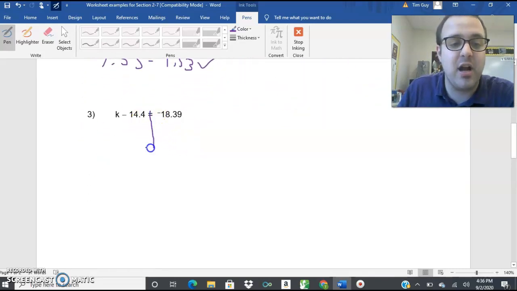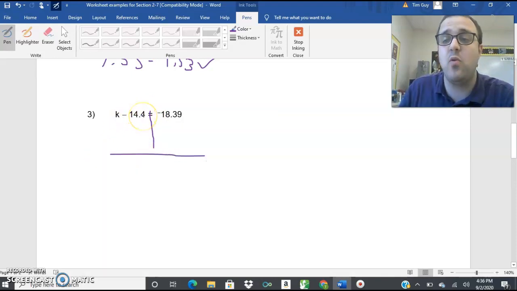In this one here, all right, I'm trying to get this k by itself. Well, it's k minus 14.4. I have a negative 14.4, so I'm going to be adding 14.4 in order to solve and get the k by itself. Now, when I look over here, again, I want to make sure I think about my rules for when I'm adding and subtracting with negatives.